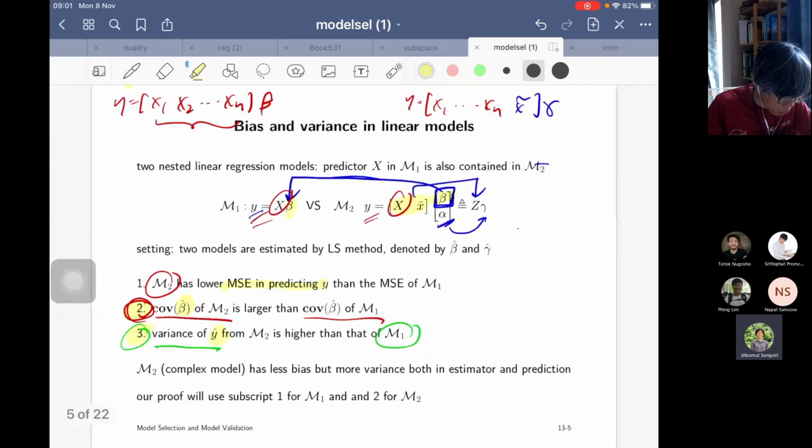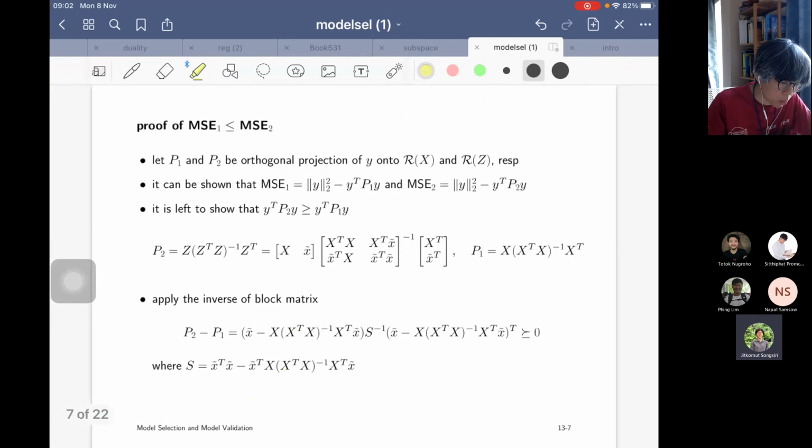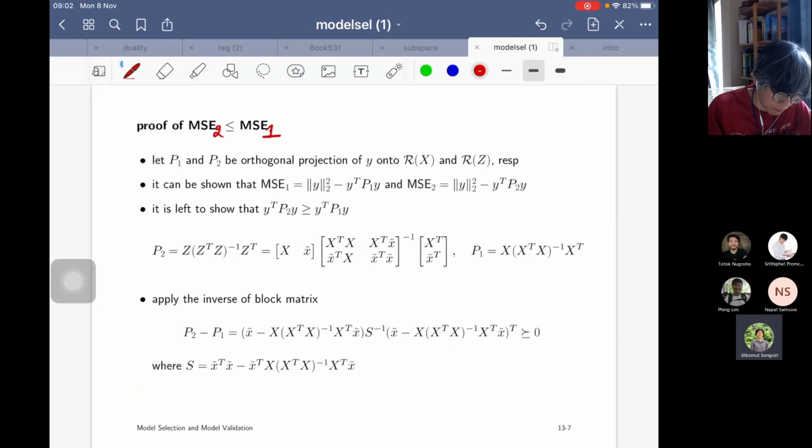Okay, I'm going to prove them one by one. I'm going to prove the first one. The MSE of the complex model, the MSE in predicting Y, is lower than the MSE of the simple model. Okay, that's a typo: the MSE of model 2 is smaller than the MSE of model 1.